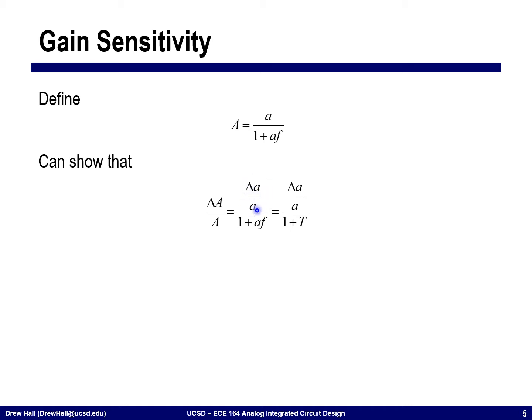variation in the forward path gain divided by a, divided by 1 plus AF, which is equal to delta a divided by a, divided by 1 plus T. And so what we're doing here is we're going to call this AF term T. And this is going to become more apparent as we go through this lecture. This quantity T is what we'll call the loop gain. And so what this quantity here is showing us is how much variation in the closed loop gain do I get for variation in the open loop gain.